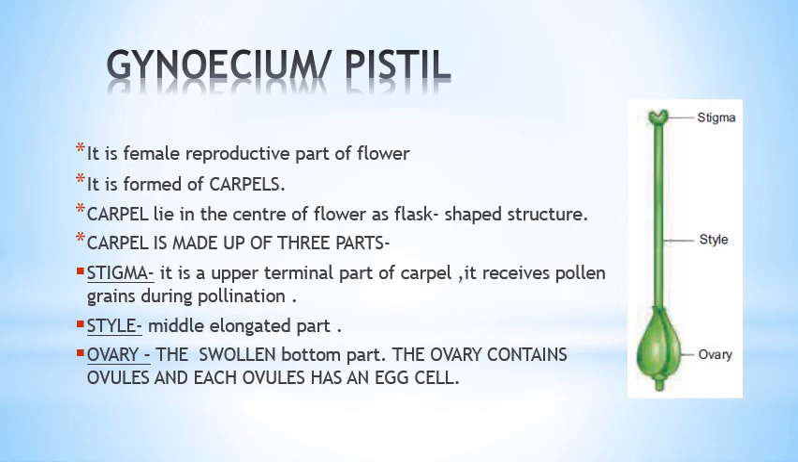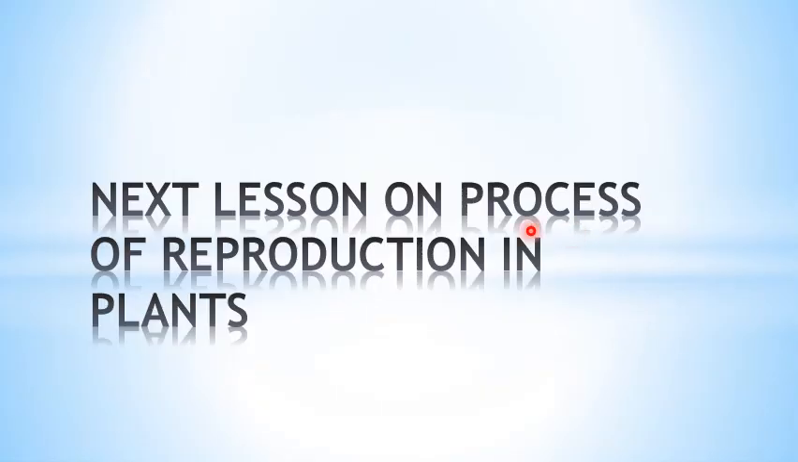So these are the four whorls of the flower. The flower is the reproductive part of the plant which helps in sexual reproduction. In our next session, we will discuss the process of reproduction, that is how the gametes form, pollen grain formation, egg formation, then pollination, which means the transfer of the male gametes, then fertilization, and then the post-fertilization changes.